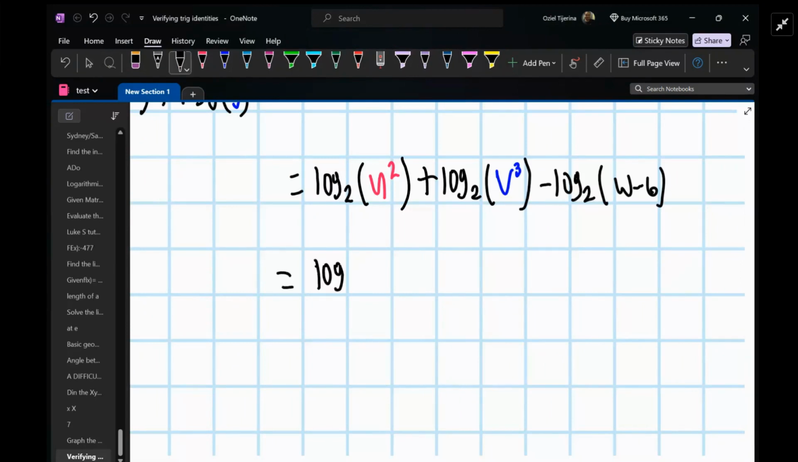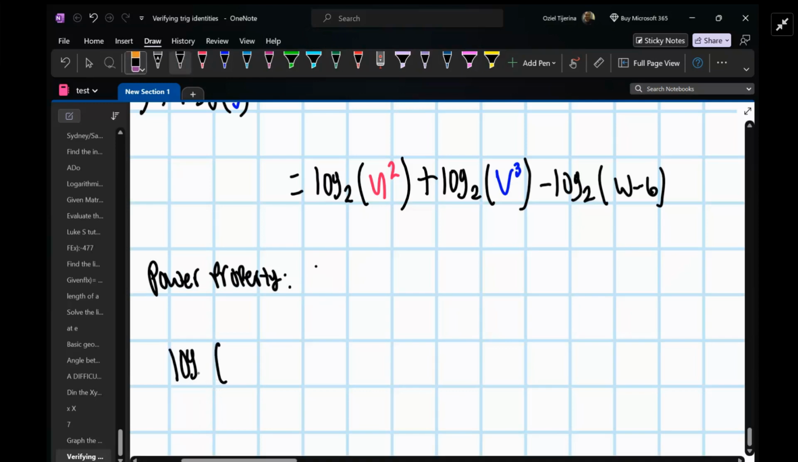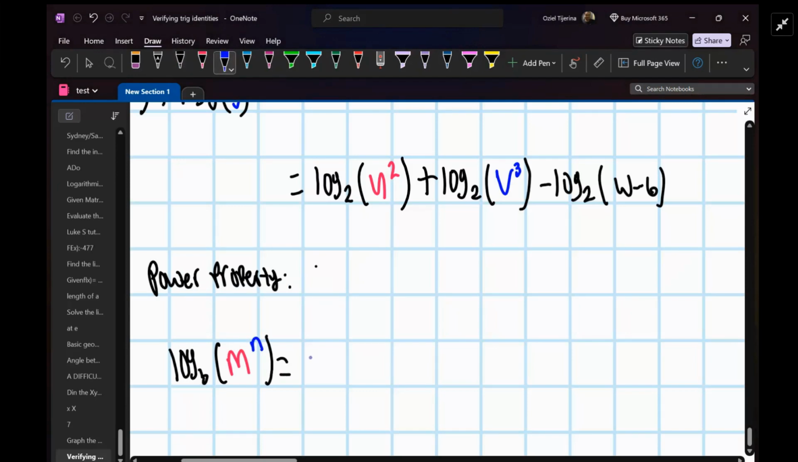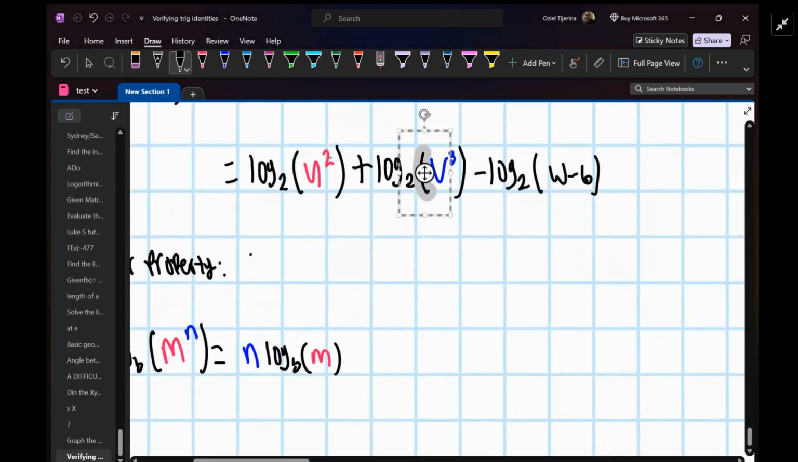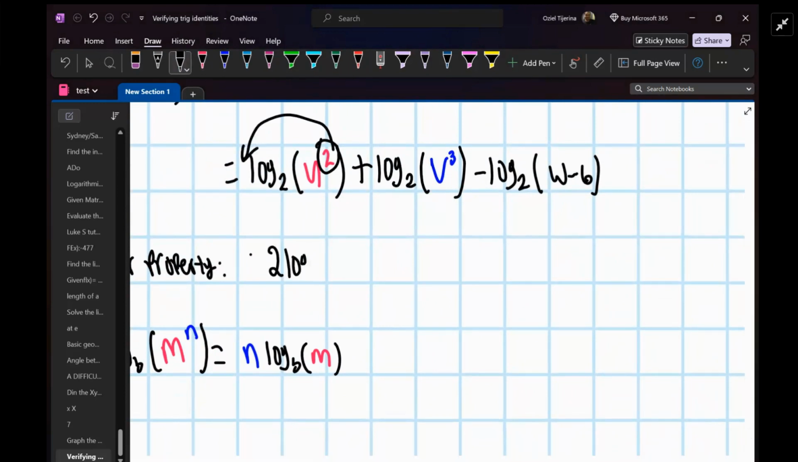So we now have to do the power property. Again, I know it's a lot of properties, but you want to remember that log base b of m to the n equals n log base b of m. So this exponent part will move to the front. It'd be 2 log base 2 of u plus, and then this will move to the front as well, 3 log base 2 of v, and then minus log base 2 of w minus 6.